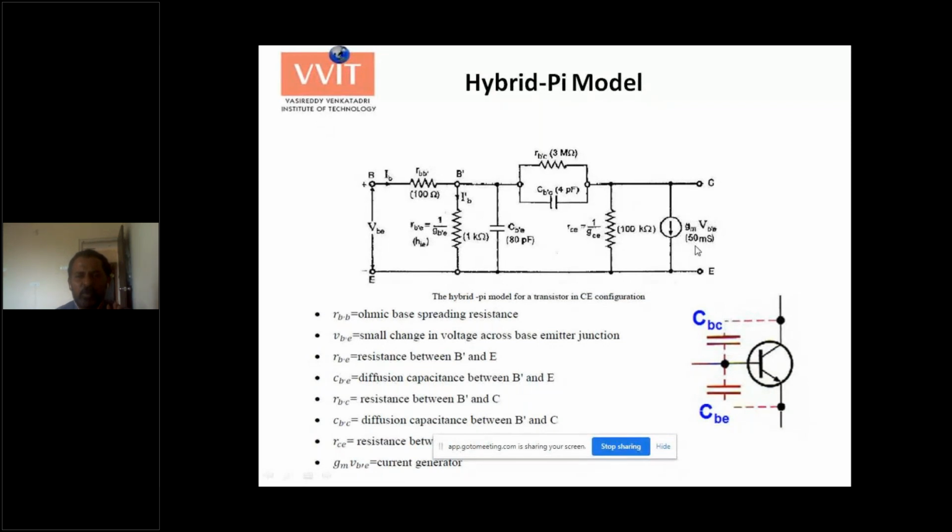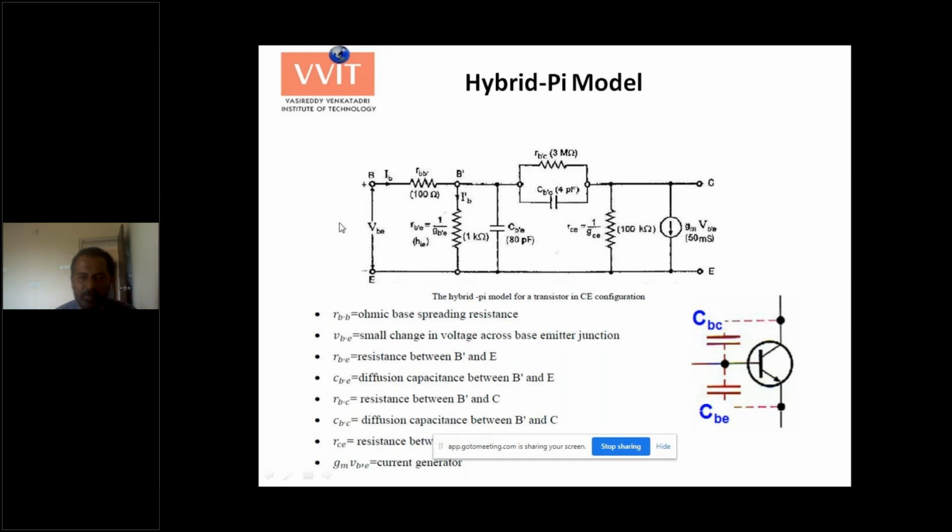After suitable arrangements, we can replace this with beta times IB. Both are the same. This is a current controlled current device, even though there is a voltage term appearing here. It's not a big problem. Okay, after some manipulations, you can express that as hfe or beta times IB. Fine.